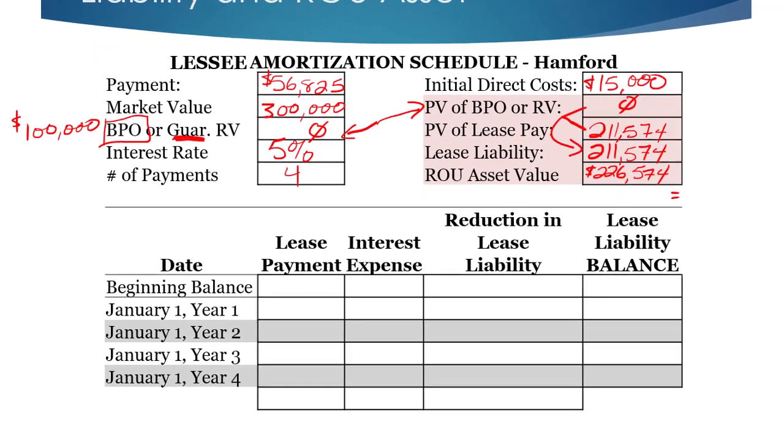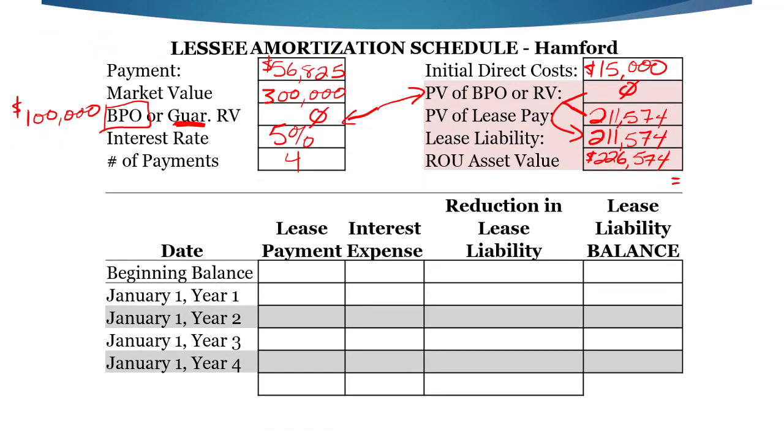So let's finish out this amortization schedule. I'm going to start with the lease liability, so that's this number. I'm going to bring it down here, $211,574. And then I'm going to start putting in my payments. So payments are made at the very beginning of the lease. So I'm actually going to make a first payment on the day the lease is signed. So $56,825. What would my interest expense be for that first payment?